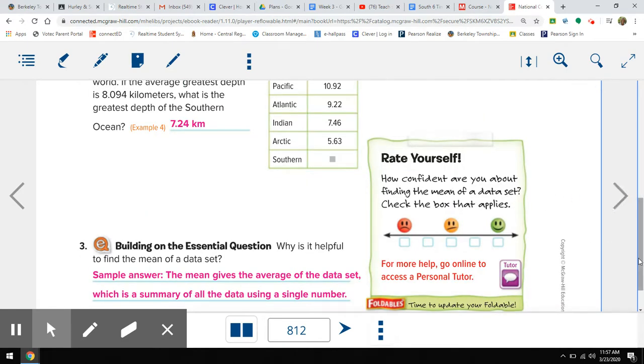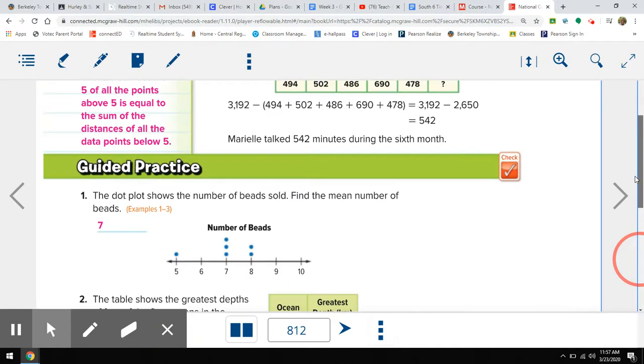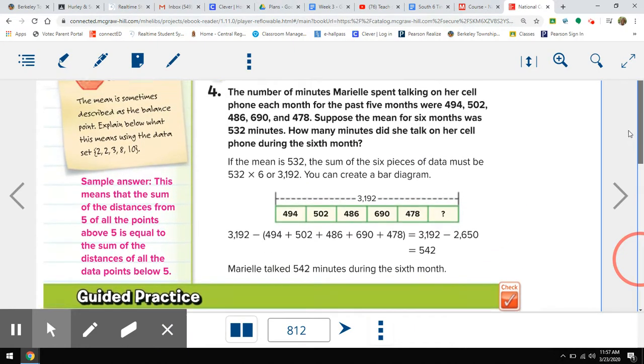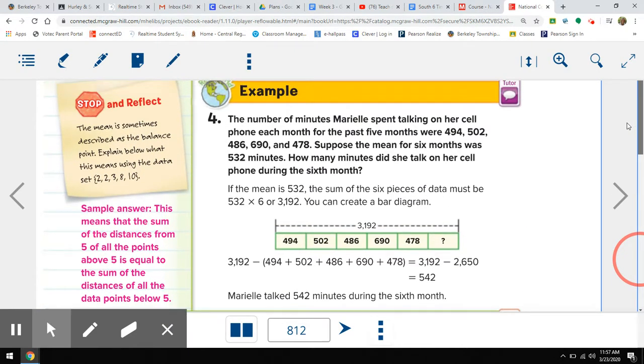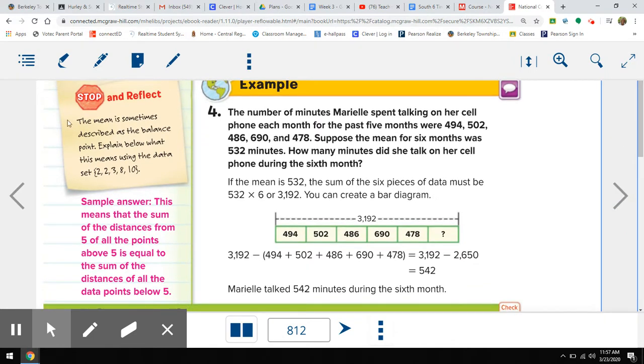Okay, I am moving on to page 812, guided practice. I'm not sure if you guys did this top example here. It's just a little bit of extra for you. So I'm going to just leave this answer here. Stop and reflect is always good to read because it talks about what the mean is again and gives you some more examples of how it's used.